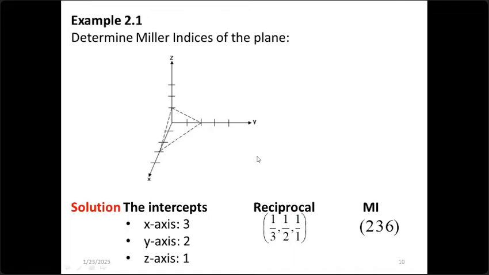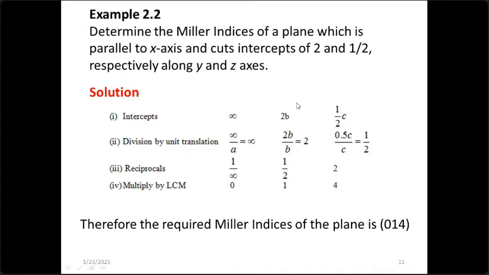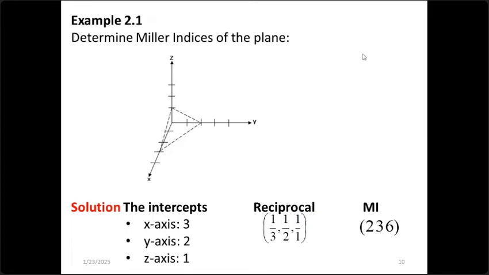So now this problem, you are not given the plane, it has not been drawn for you. In example 2.1, the plane was drawn. But in example 2.2, the plane has not been drawn. You are only supposed to visualize and see, we are told it is parallel. Therefore, it is not intersecting the x-axis, but it has an intercept of 2 on the y-axis, an intercept of 0.5 on the z-axis.